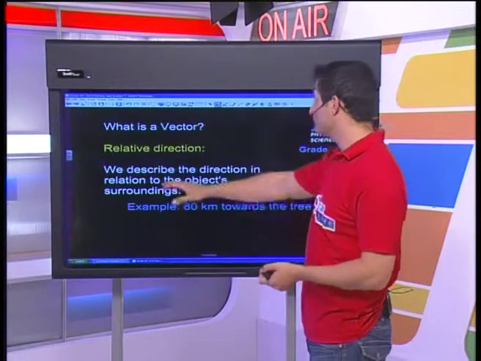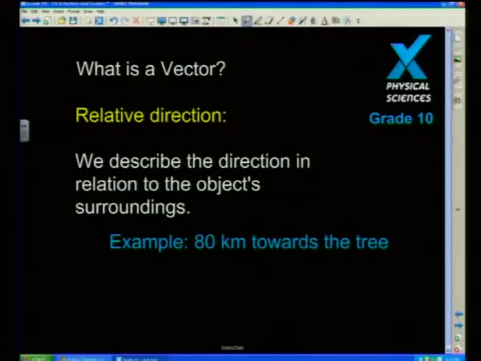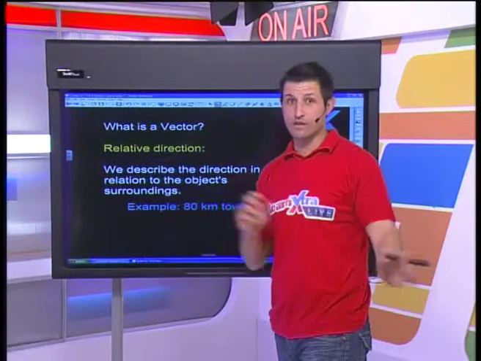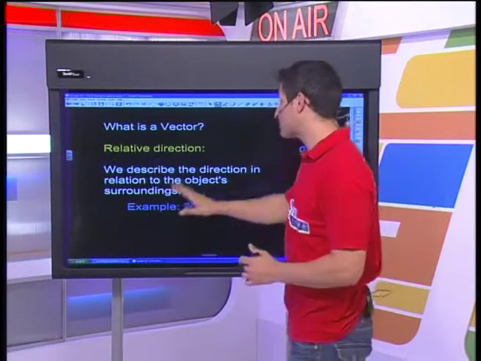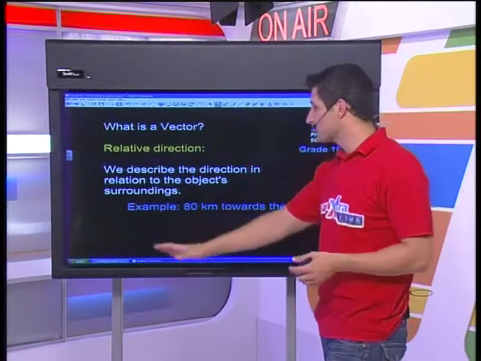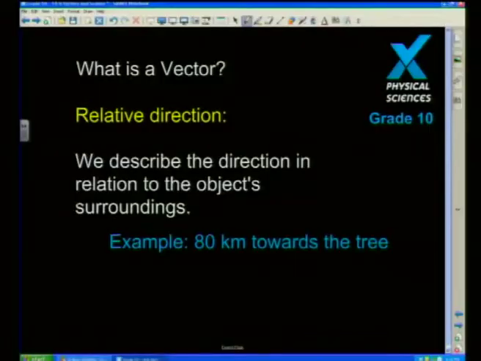Now, here we go. We describe the direction in relation to the object's surroundings. So I say, okay, well, I'm going to walk towards Katleho, or I'm going to walk backwards towards what's behind me here, and that's a desk. Now, in both cases, I've referenced something around me. Now, those are my surroundings. So here we go. So I say I'm traveling 80 kilometers towards a tree.